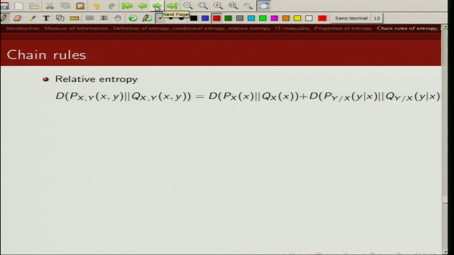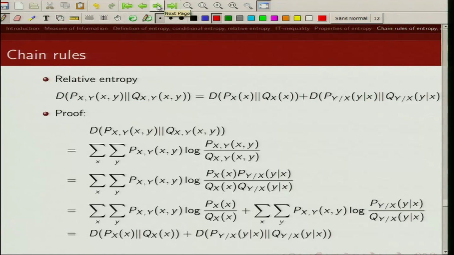We can also similarly show the chain rule for divergence. So if you have the divergence between the joint distributions of x and y, p of xy and q of xy, this can be written as the divergence between p of x and q of x, plus the divergence of the conditional distributions of y given x, p of y given x and q of y given x.